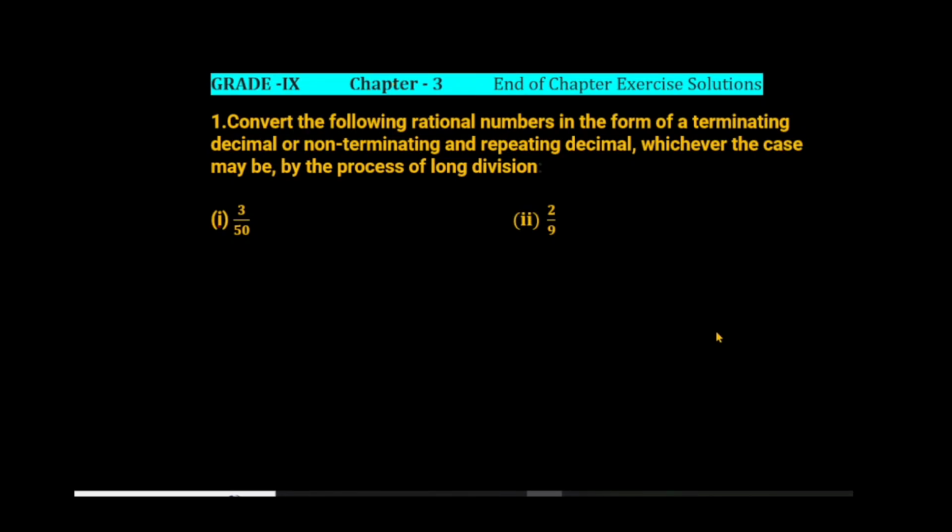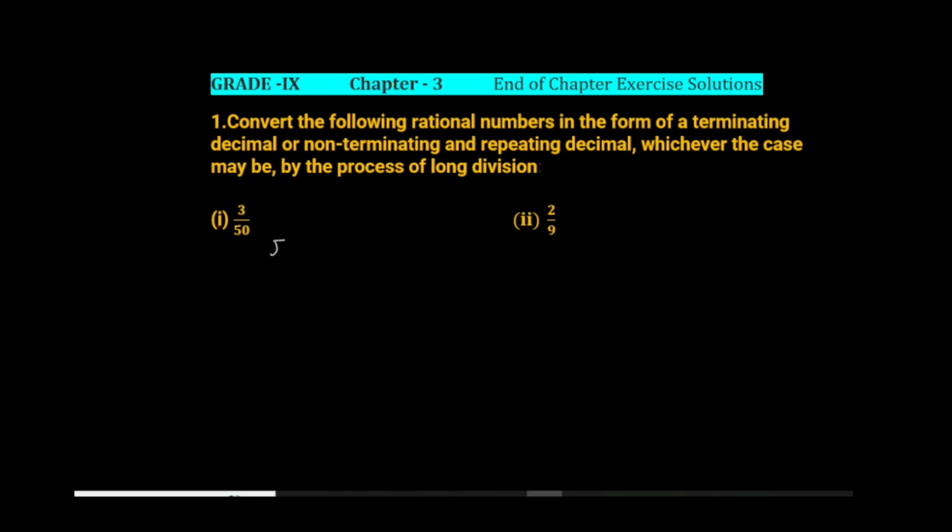Let's see chapter 3, end of chapter exercise solutions. First question, convert the following rational number in the form of a terminating decimal or non-terminating and repeating decimal, whichever the case may be, by the process of long division. So you know numerator is the dividend and denominator is the divisor.